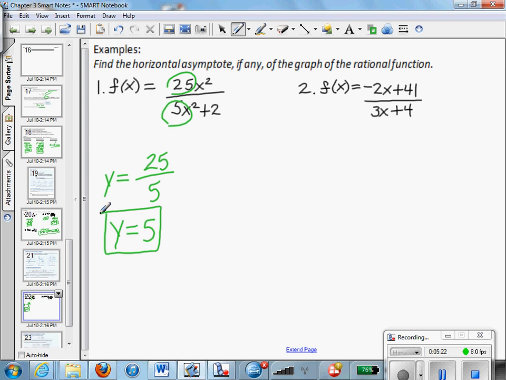Finally, for number 2, f of x equals negative 2x squared plus 41 over 3x squared plus 4. We have an x squared on top and bottom, so we have negative 2 and 3. Let's just say y equals negative 2 over 3. And it's just that simple.